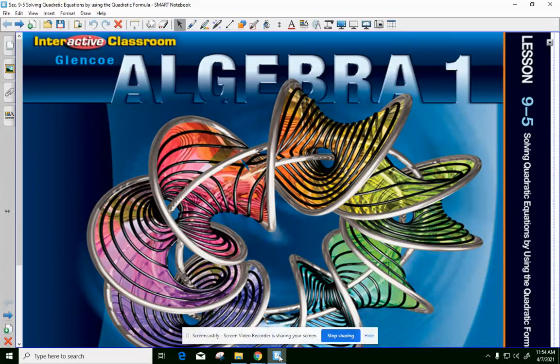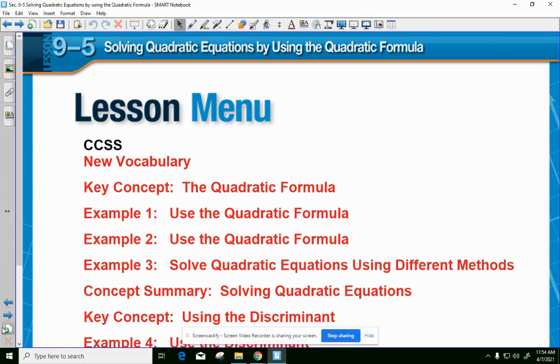In order to do it, everybody needs a calculator today. So if you don't have a calculator, go ahead and grab one. If you have yours, take it out. You're going to need that.